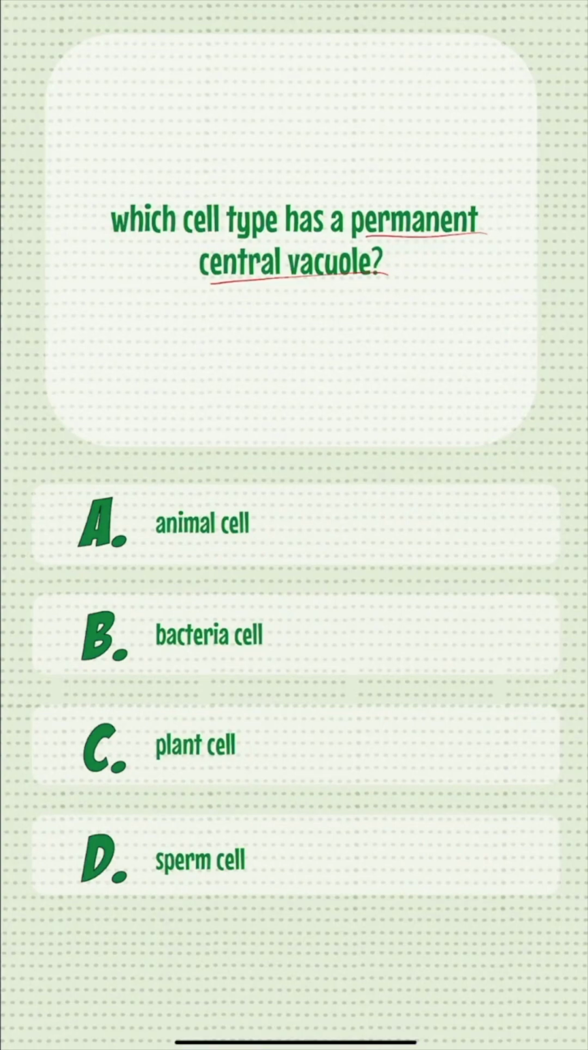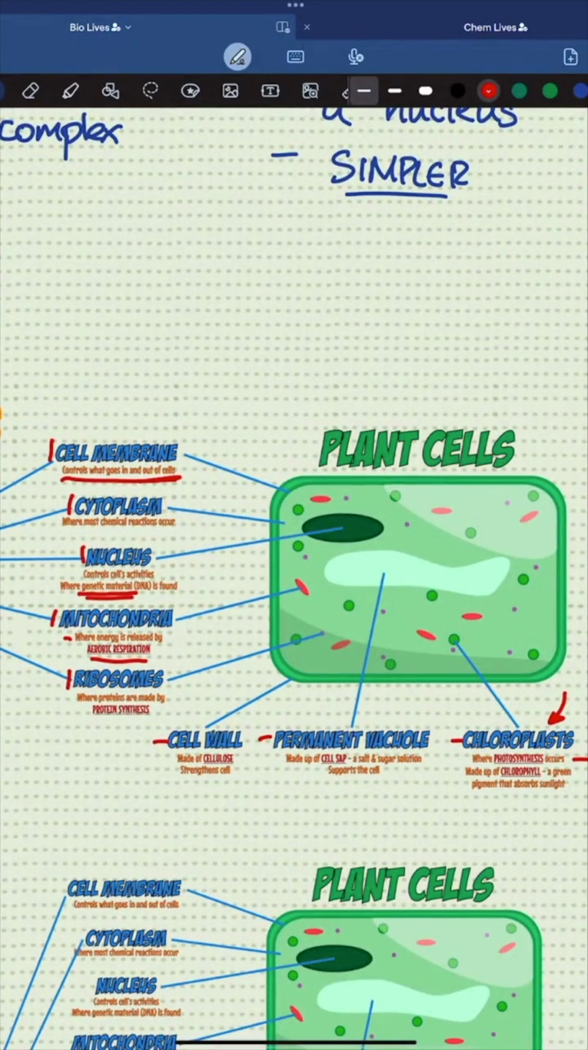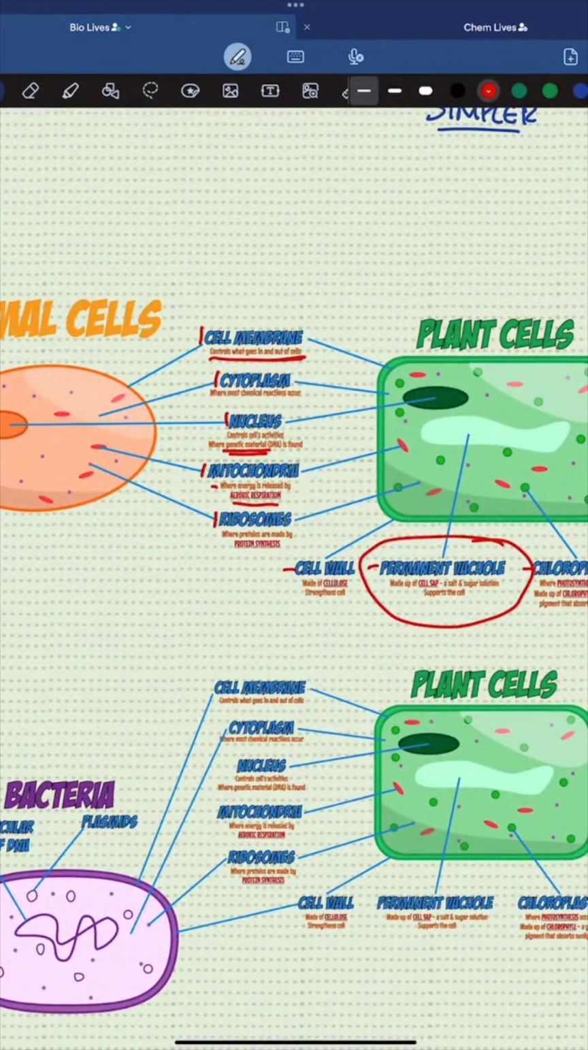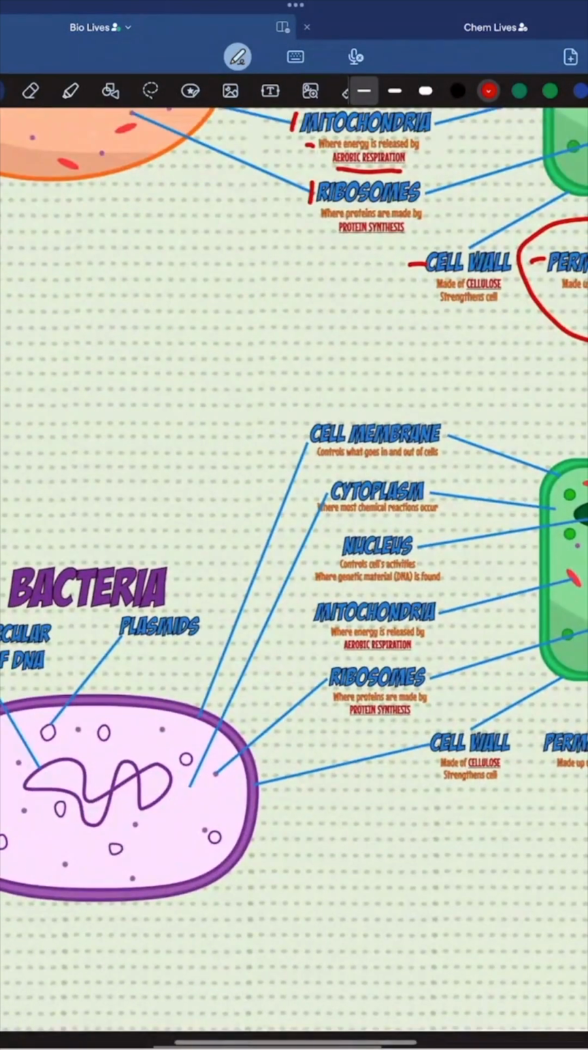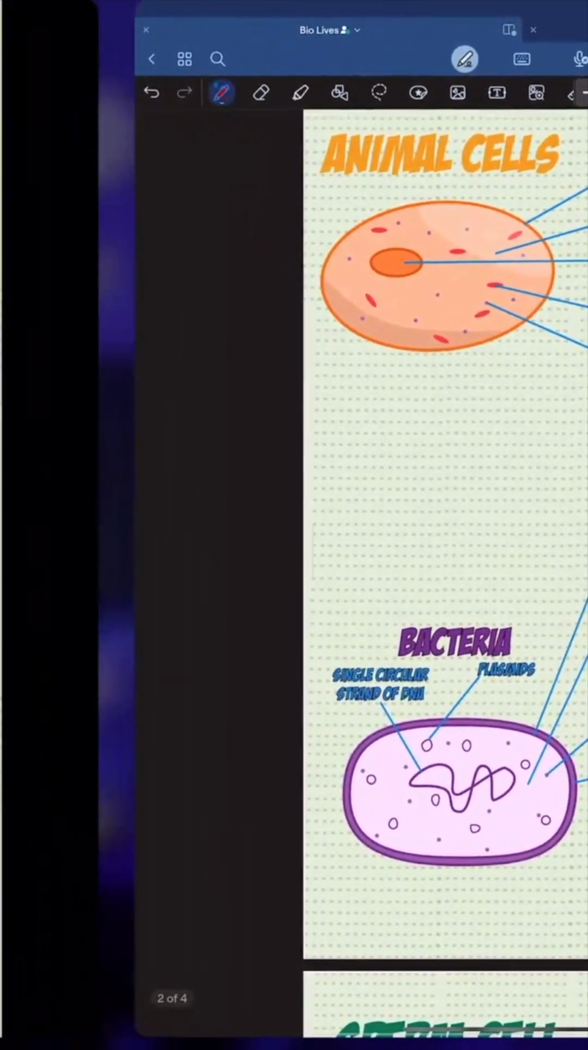Which cell type has a permanent central vacuole? Permanent central vacuole out of these ones. Comment the answer and then tap a few times on the screen. Most people are going for C. Back in our notes, plant cells have permanent vacuoles. Animal cells do not. They're one of the 3 things that they do not have. Bacteria cells here do not have permanent vacuoles either. So yes, the answer is C.